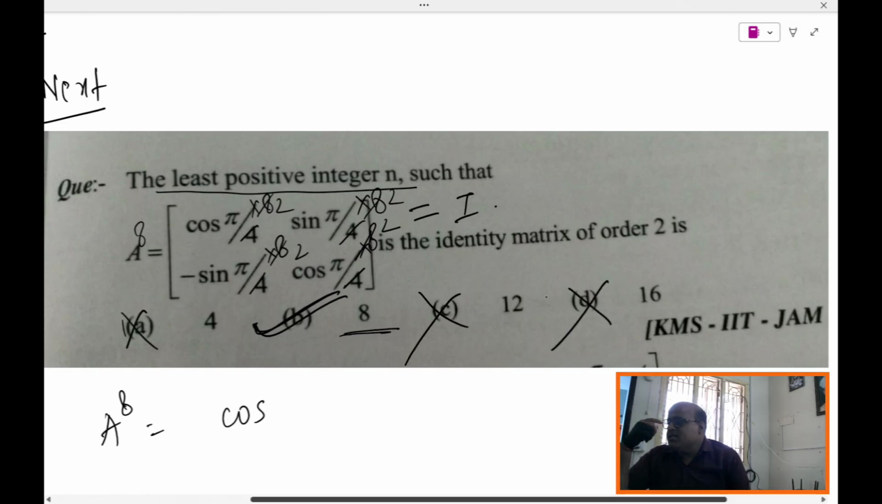If least positive integer is not given here, then we cannot take out the B option and D option both. More than one option will be correct. A power 8 also identity, A power 16 also identity, like that.